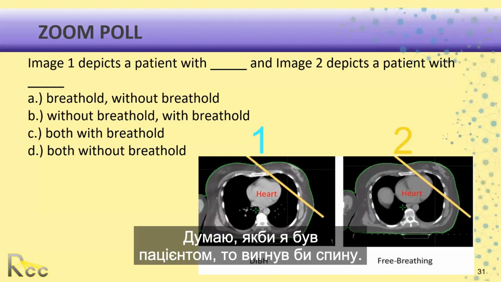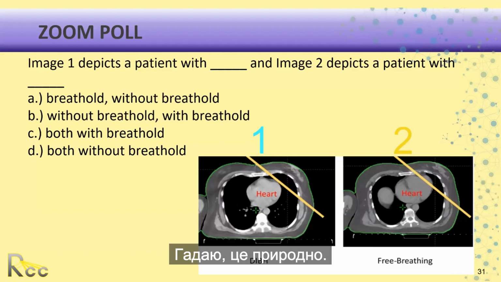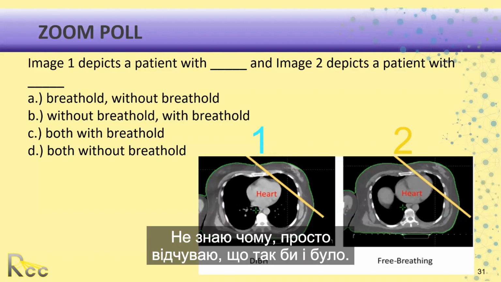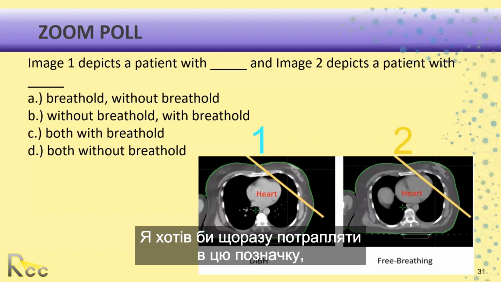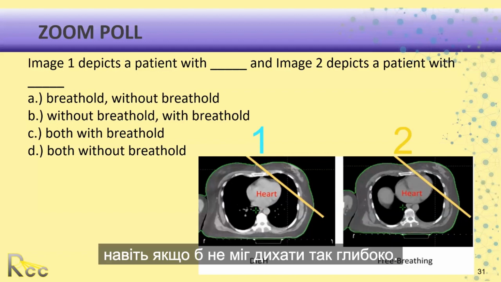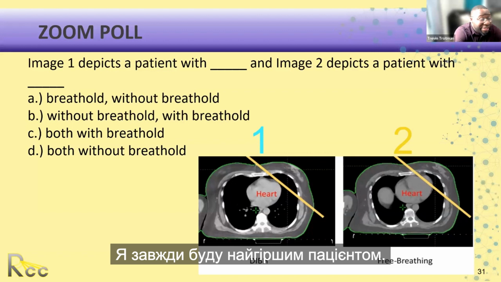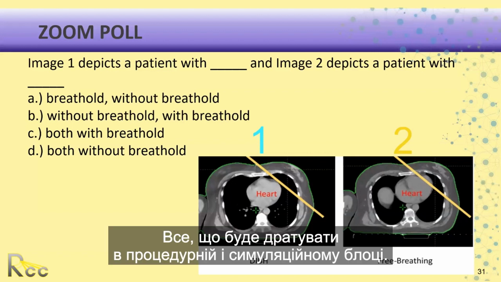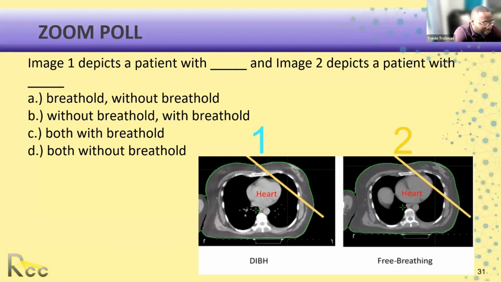I think I'd arch my back if I was a patient. I think I just naturally would. I don't know why, I just feel like I would. I'd want to be hitting that mark every time, even if I couldn't breathe that far. I'll be the worst patient every time. I mean, yeah, for sure. Anything that we'll get annoyed off the treatment unit and sim unit.